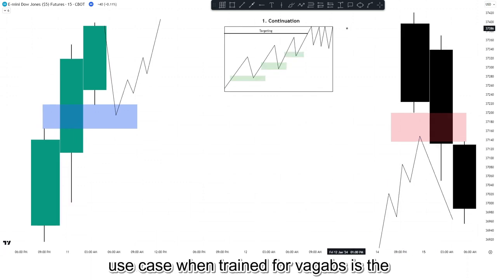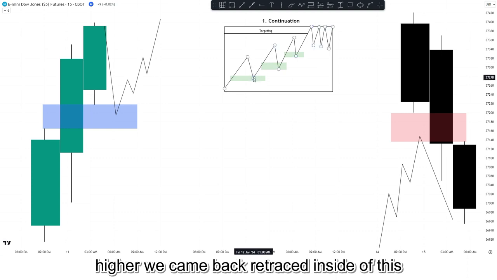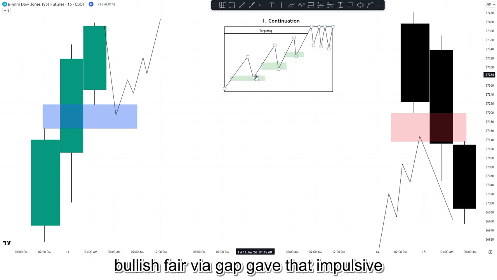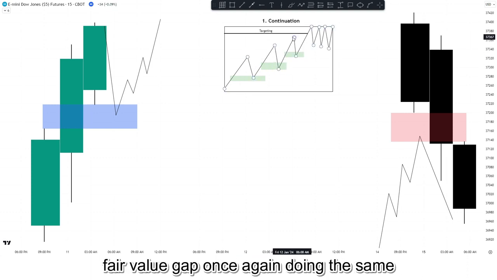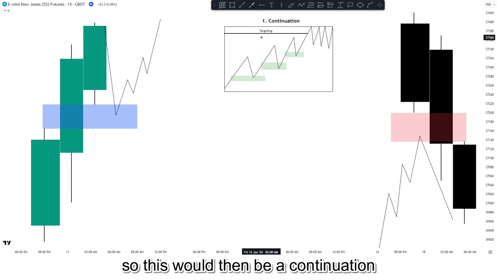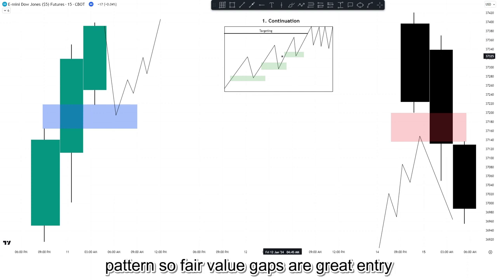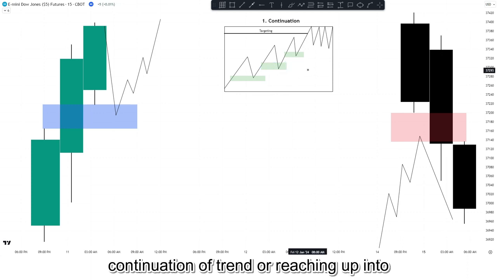Our first use case when trading fair value gaps is the continuation pattern. As you can see in this depiction, we had this impulsive leg higher. We came back, retraced inside of this bullish fair value gap, gave that impulsive move higher, came back, retraced inside this fair value gap, once again doing the same thing until we meet our level of targeting. So this would be a continuation pattern. Fair value gaps are great entry criteria when anticipating a retracement coming into the marketplace for that continuation of trend or reaching up into an objective.